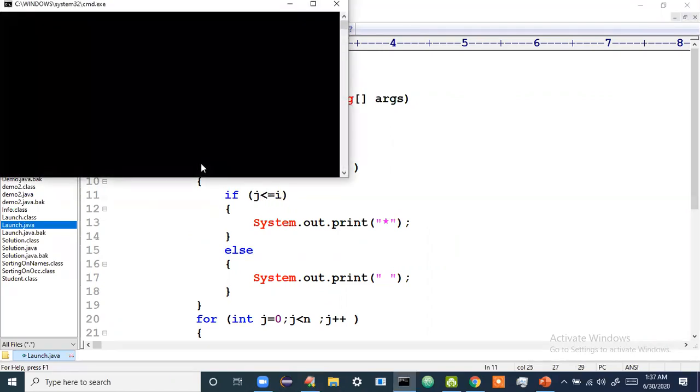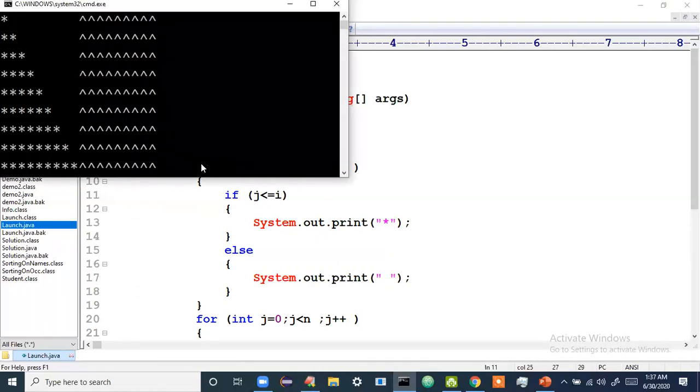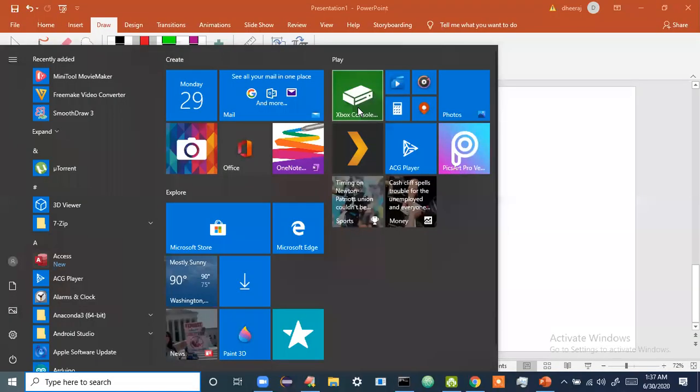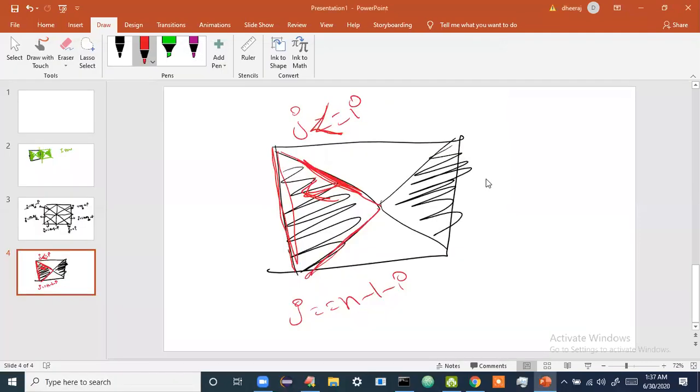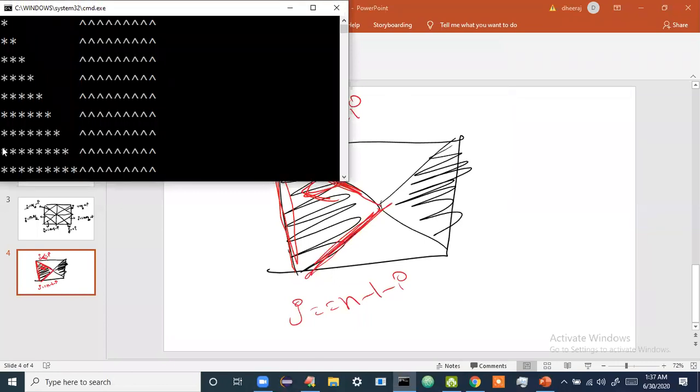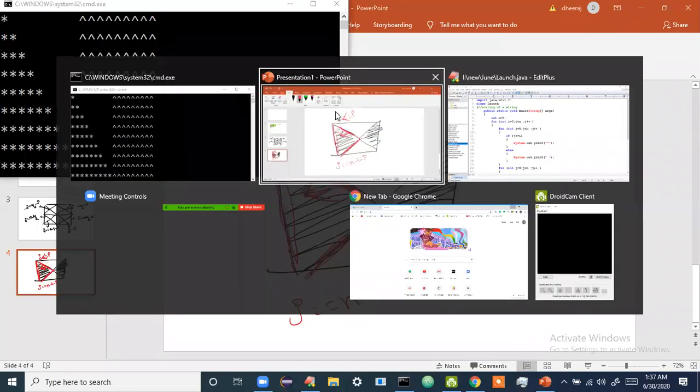But if I say j is less than or equal to i, what area will I get? The complete area, like this. This is the area which I'll get. Now, do you want the complete area? No, you don't want the complete area. You want to cut that area here, you want to put that line here. Which means if you want to cut the area, which operator do you have to use? You have to use the AND operator.